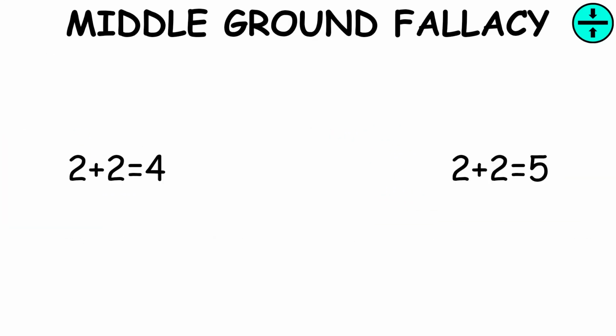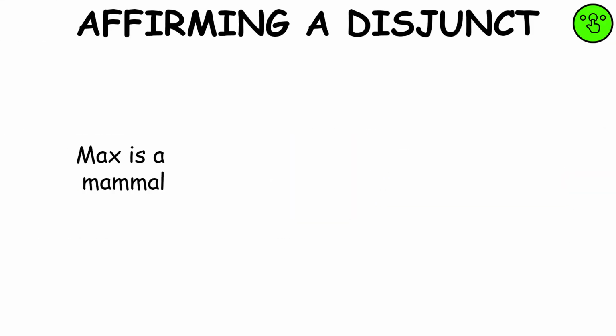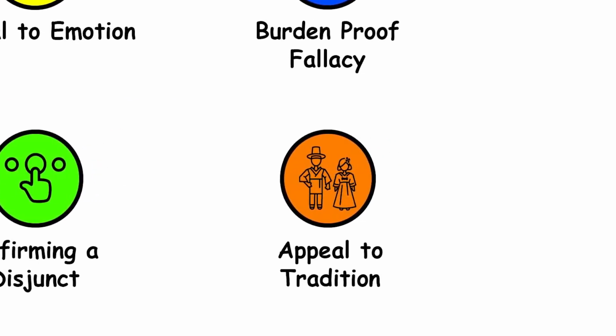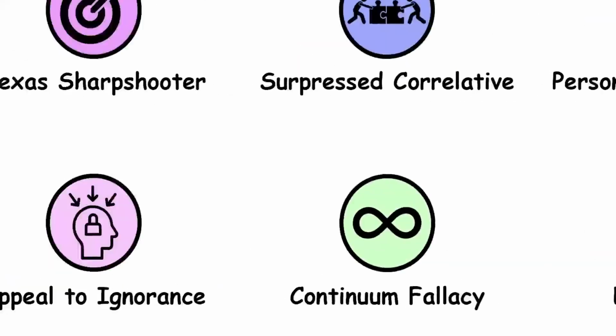Middle ground fallacy. It's the fallacy that the truth is always in the middle of two opposites. Affirming a disjunct. The affirming a disjunct fallacy occurs when, given an either-or scenario, you wrongly assume that if one statement or outcome is true, the other one cannot be true. Appeal to tradition. It happens when we ignore the evidence that we should change because we have been doing something for a long time.